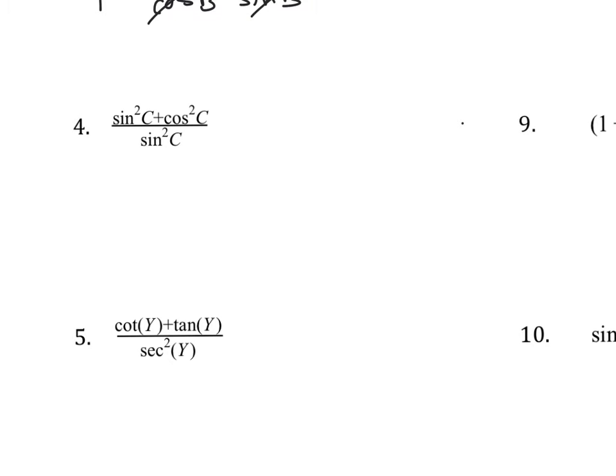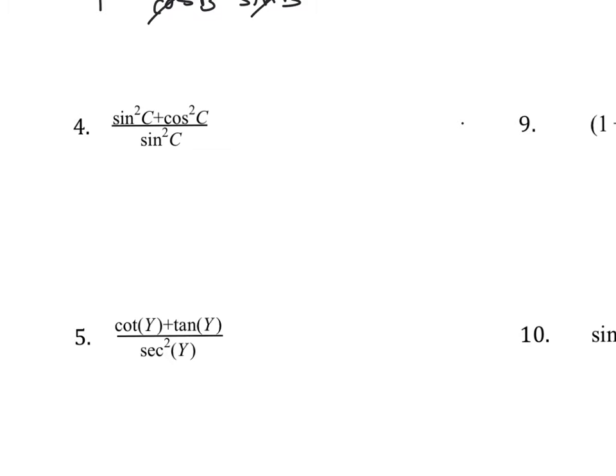All right, number 4, sine squared c plus cosine squared c over sine squared c. Thinking trig functions squared, I should be thinking Pythagorean identities. What I should not be thinking here, and it's sometimes tempting to say, oh, I've got a sine squared c over sine squared c, let me cancel that.